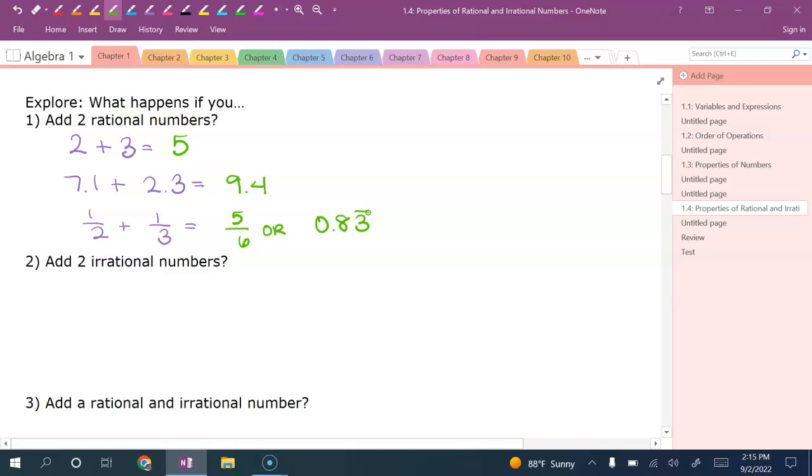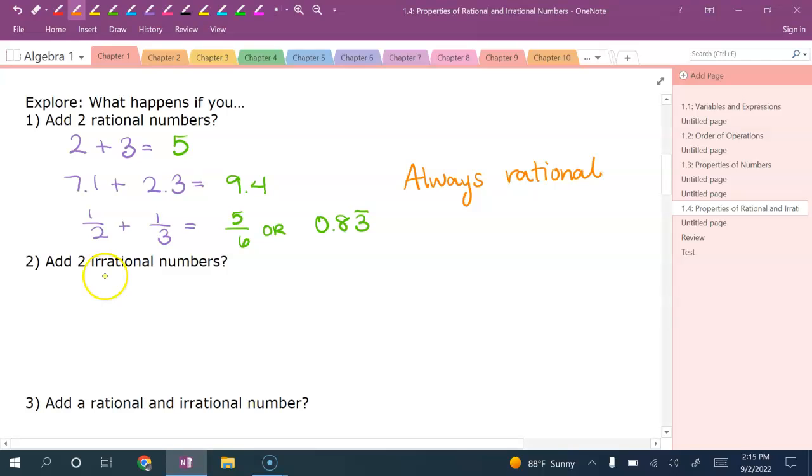So if you look at all three of those numbers, they all could be written as fractions. And those that have the decimals, they either terminate or they repeat. So hopefully you notice that these numbers would be always rational. So anytime you add two rational numbers together, it's always going to give you a rational answer.